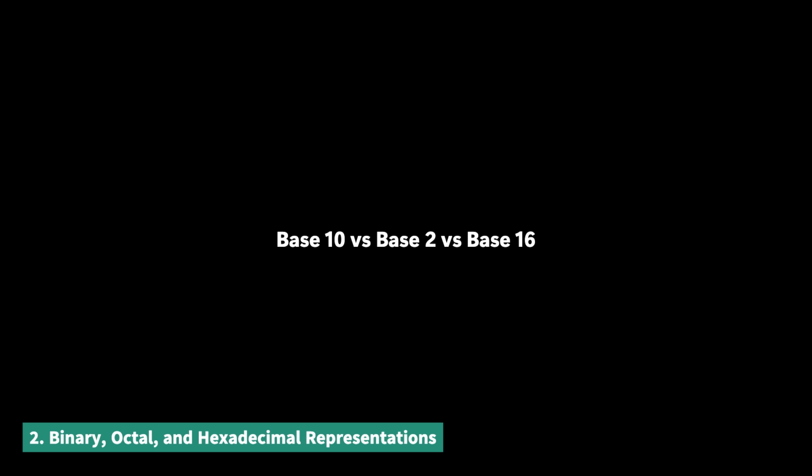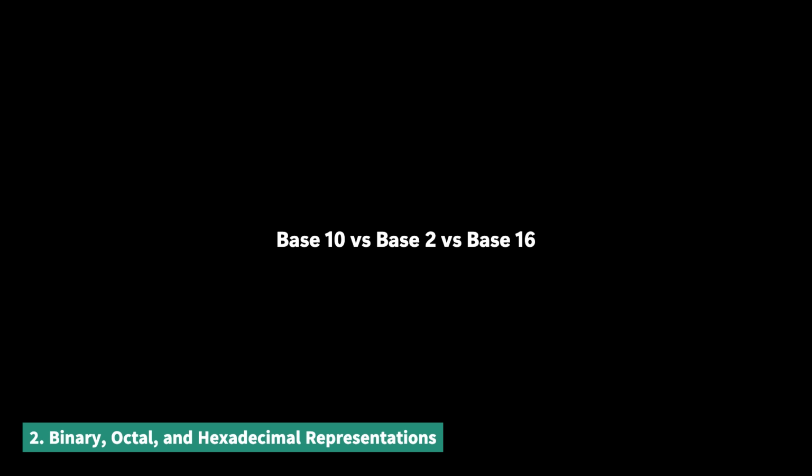Two, binary, octal, and hexadecimal representations. While Python stores all numbers internally in binary, base 2, we usually work with them in decimal, base 10. However, Python allows us to represent numbers using other bases directly in our code. This is common when dealing with low-level systems, security, and memory addresses.